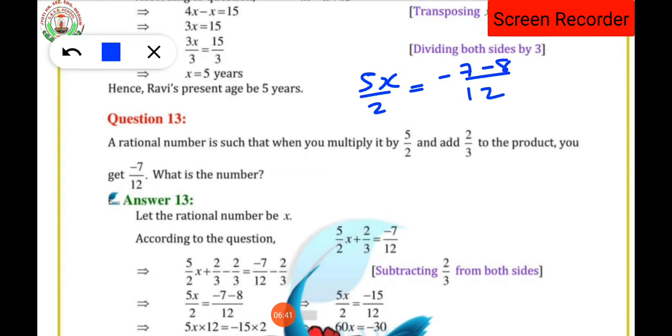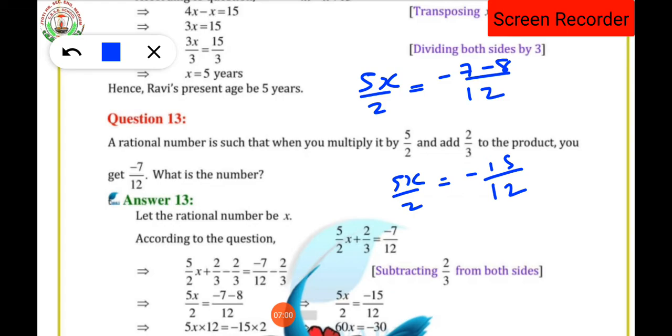So minus, it will be how much? Minus minus will be equals plus, isn't it? So 7 plus 8 will be equals to 15. So 5x upon 2 is equals to minus 15 upon 12. We will get this equation.